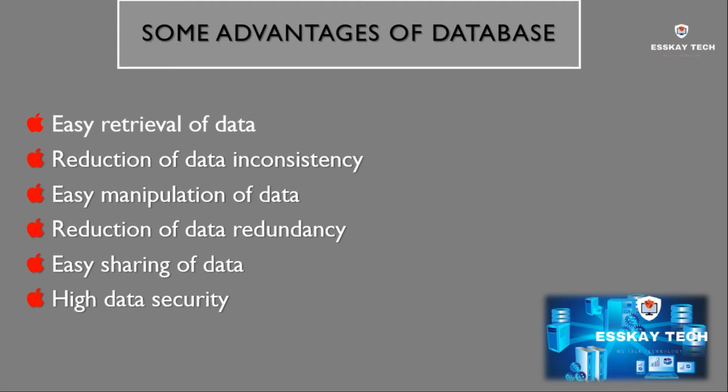Next one is reduction of data redundancy. Data redundancy means repetition of the data. Sometimes if you are doing the work manually, it is very common that the data can be repeated. Suppose I have entered the data of one person, and later on if I enter the data of that person again, the database helps us to reduce that. It will not allow me to enter the data again, because the data is already there in the database. That means repetition of the data is totally reduced.